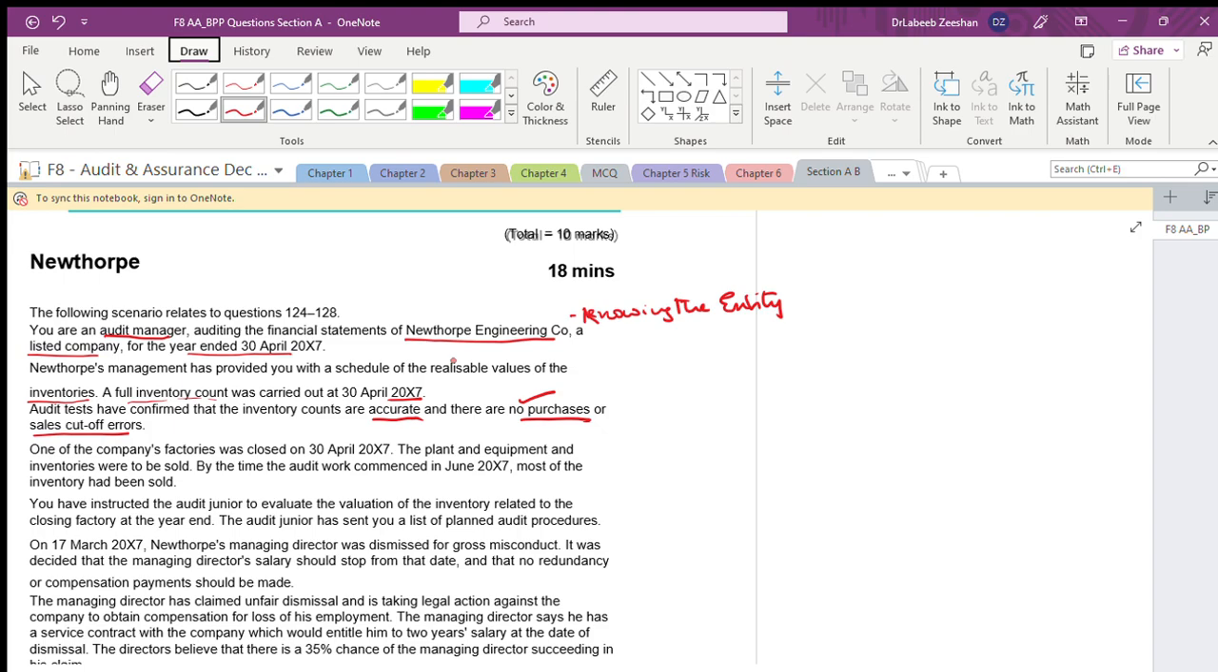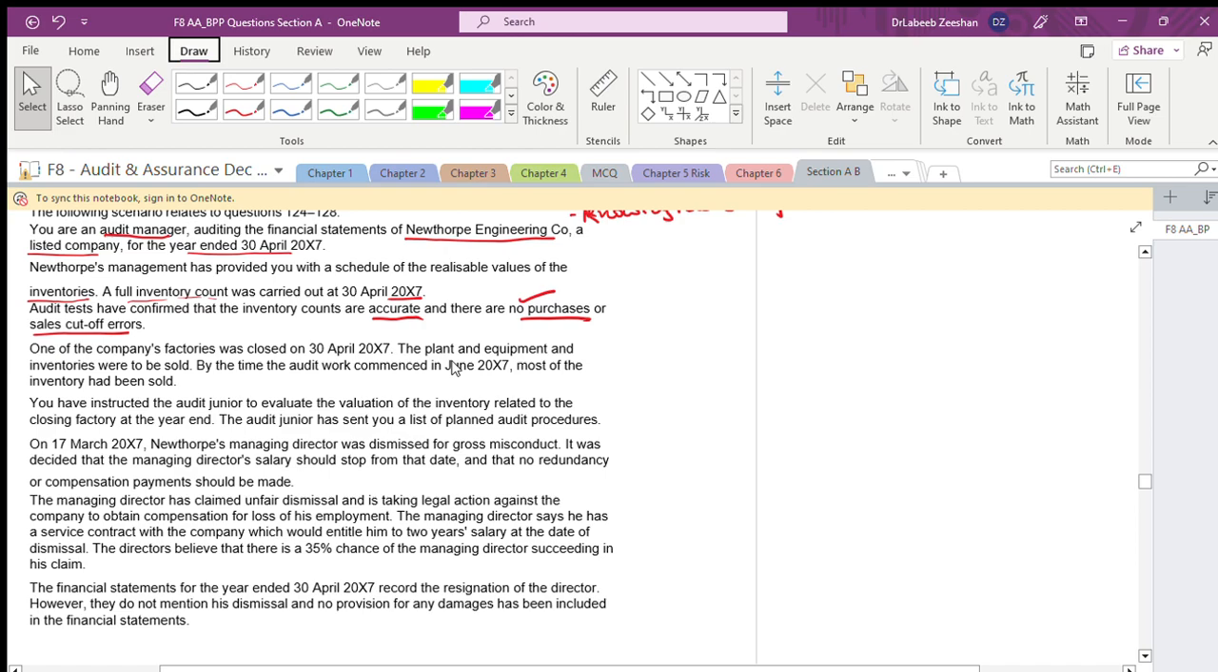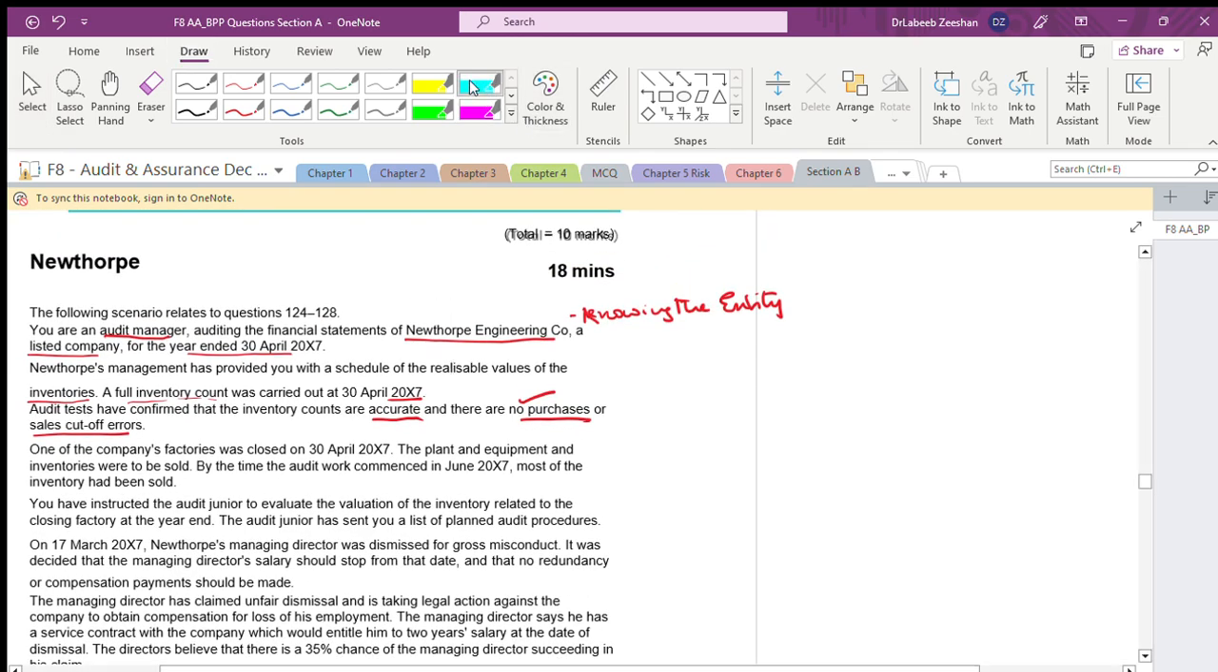One of the company's factories was closed. That's fine. We are working on the year ended 30th April 2007. On the same day, one of the factories was closed down. The plant and equipment and the inventory were to be sold by the time the audit work commenced in 2007. Most of the inventory has been sold. We have ended the current accounting period on 30th April 2007, but by the time audit work commenced in 2007, most of the inventory which was there has been sold out.